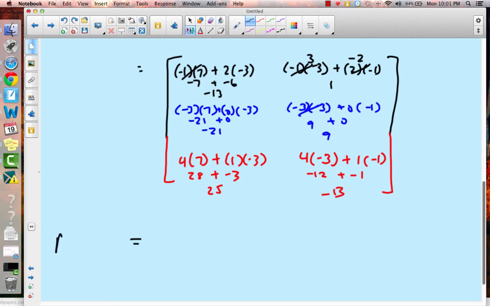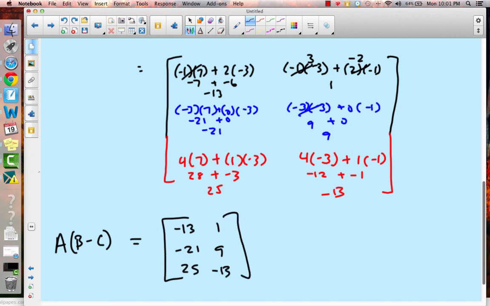Okay, so our final answer for A times B minus C is going to be the 3 by 2 matrix, negative 13, 1, negative 21, 9, 25, negative 13. So 3 rows, 2 columns, looks like we're good to go.